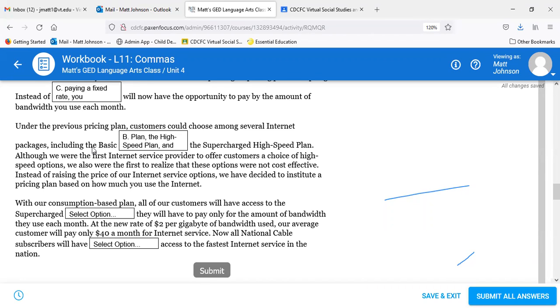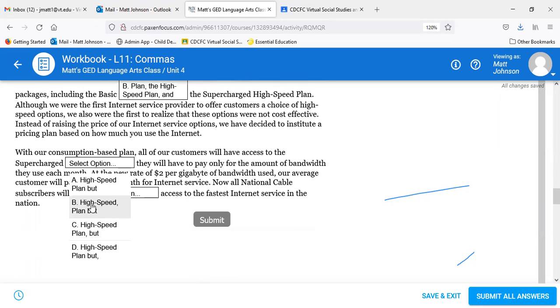Although we were the first internet service provider to offer customers a choice of high-speed options, we also were the first to realize that these options were not cost effective. Instead of raising the price of our internet service options, we have decided to institute a pricing plan based on how much you use the internet. With our consumption-based plan, all of our customers will have access to the supercharged high-speed plan, but they will have to pay only for the amount of bandwidth they use each month.